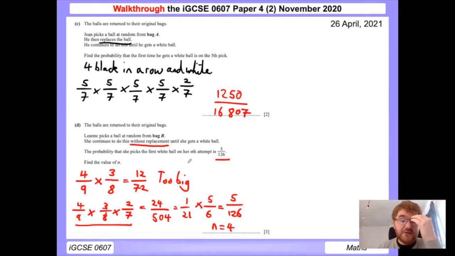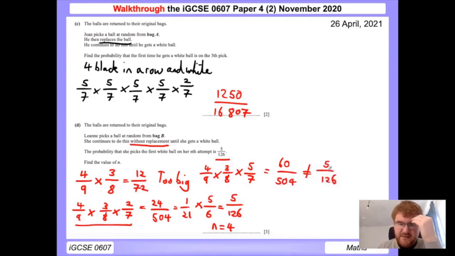Now you could check this after 2, so you could do 4 over 9 times 3 over 8 times then 5 over 7, because there are 5 white balls and 7 balls in total. If you work this out, you get 60 over 504, and we can pretty straightforwardly see this is not the same as 5 over 126. So it can't be n is equal to 3. So I've just done this by a trial and error method, and that gives us the answer of n equals 4. I think that's probably the most straightforward way to go about this.